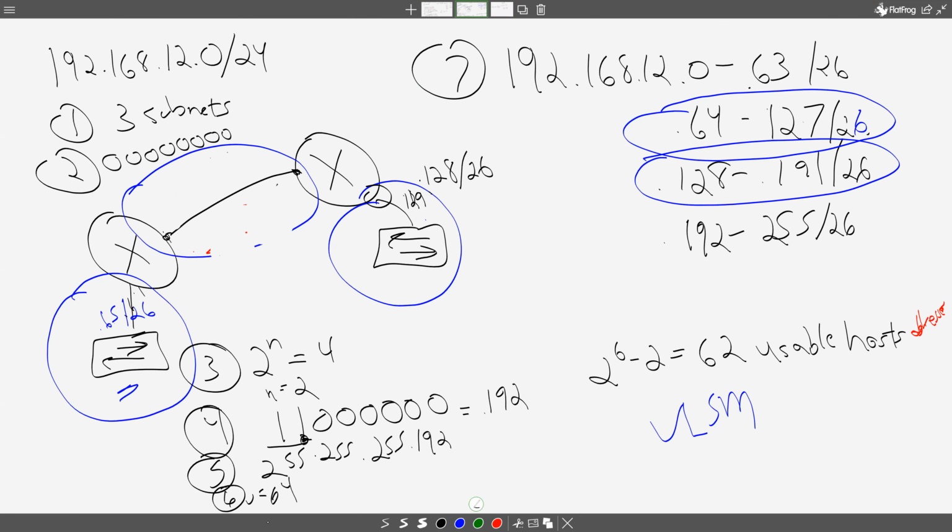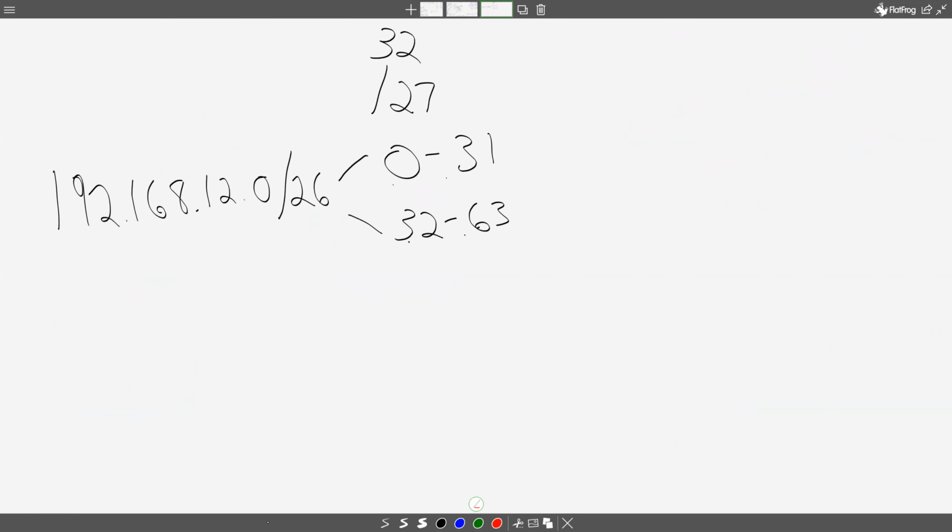Now I'll go back here and show you this. We're not pulling numbers out of the air. We took this subnet 0 to 63, which was /26. We then borrowed one more bit. And now we still have 0 to 63, but we've broken this one network, which was 0 to 63 /26, into two smaller networks using the variable of 32 by borrowing one more bit.